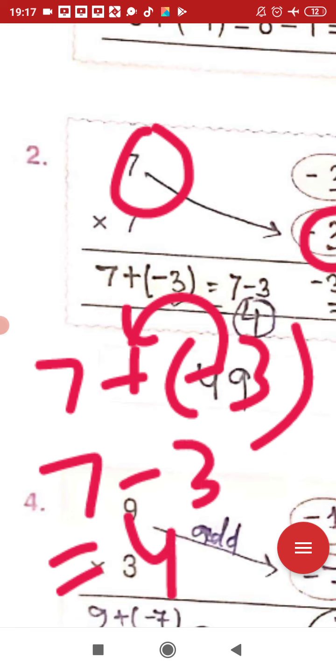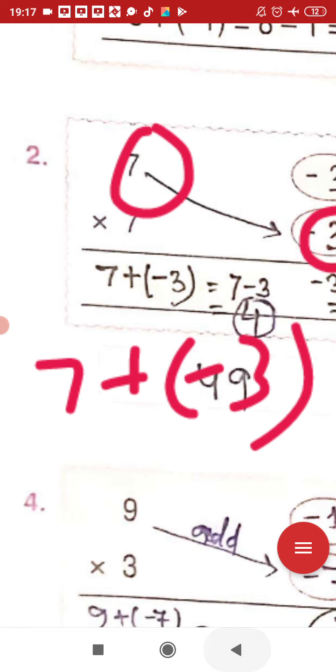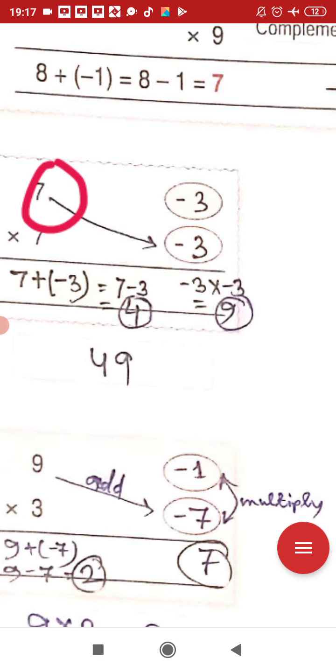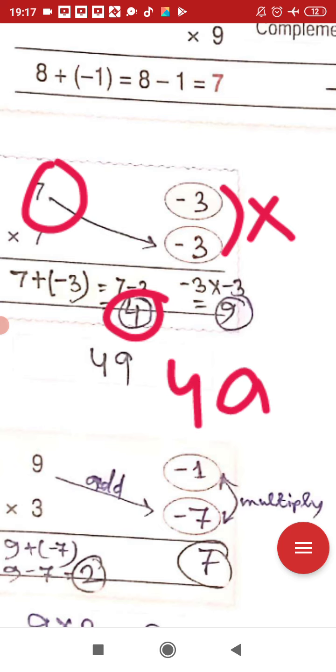So just write 4 in the left hand side column. So 4 is the number, you can see 4, and then just multiply. If we multiply 3 by 3, you will get 9. As I told you before, if we multiply two negative numbers, then we will get a positive number as a product. So 9 is the product. So 4 and 9, these two numbers should be joined. So 49, that is the answer.